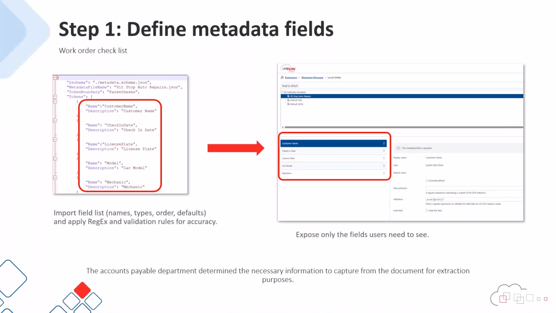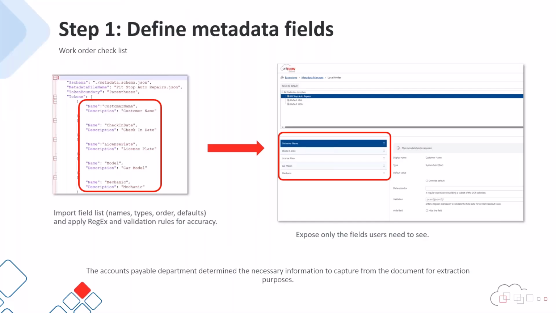So it all starts with the accounts payable team identifying key fields. For example, the customer name, the check-in date, the license plate, and the model. And basically they create a field list. Now this list is imported into the Metadata Manager, which controls visibility, order, and default values. Validation rules and patterns ensure clean data, such as dates in numeric format or license plates that match a pattern, while data guided by Filing Assist deals with the extraction.